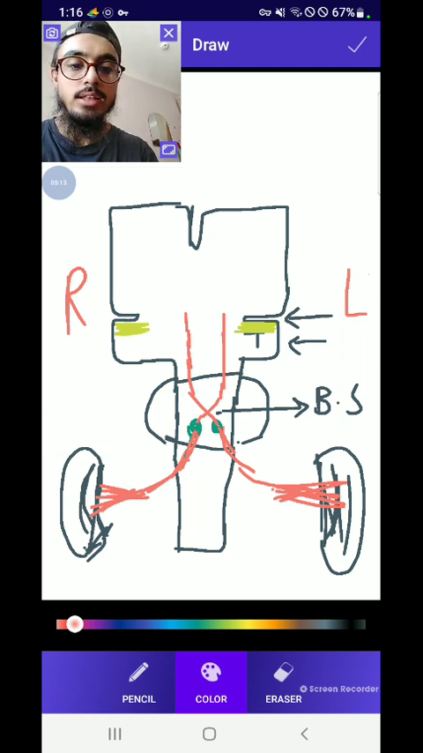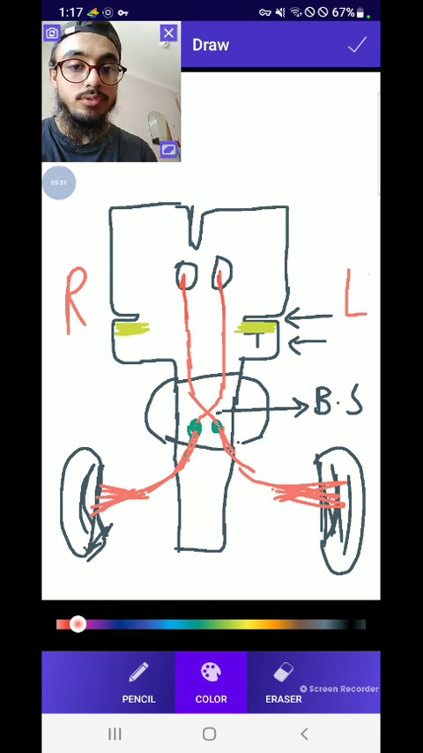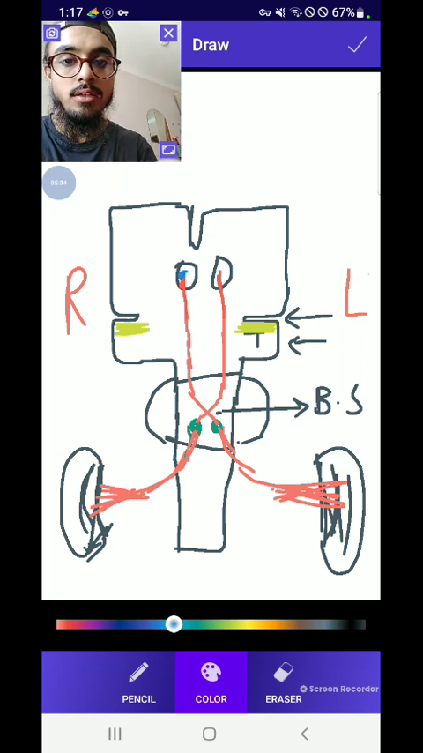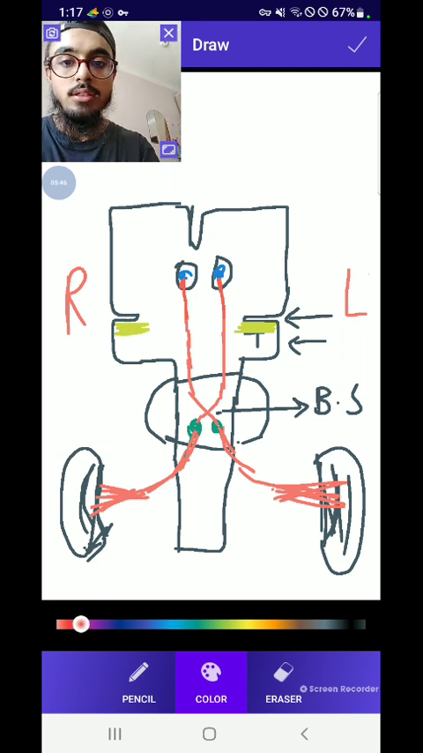Now here is another structure, the thalamus, the relay center of the brain. So now these neurons relay on the thalamus. What is the name of the nucleus of the thalamus where these neurons relay? I draw it in blue color. This is the medial geniculate nucleus. So from here the axon travels towards the primary auditory cortex of the opposite side.